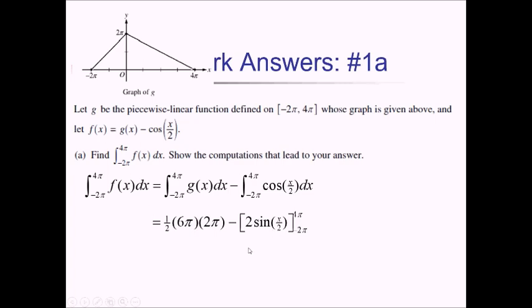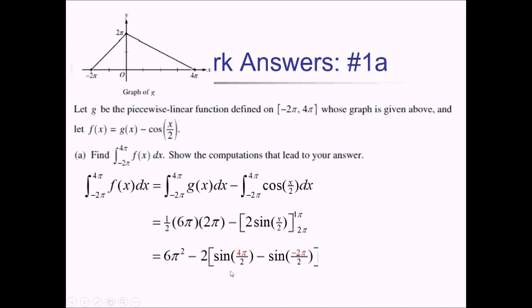All right, let's clean this up a little bit. The stuff out in front, we can multiply out. This is going to be 3 pi times 2 pi, which is 6 pi squared. And then for our evaluation box, I'm going to pull out a 2, and in the parentheses next to this, I'm going to have sine of 4 pi over 2 minus sine of negative 2 pi over 2.